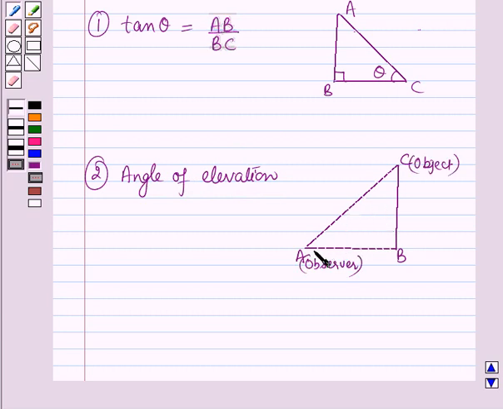Now here, in this diagram, a person is standing at a point A and he is viewing the object that is lying at the point C. So the line AC will become the line of sight. So the angle BAC, which is formed by the line of sight with the horizontal, is called the angle of elevation of the object from the eye of the observer. So here the angle of elevation is angle BAC.